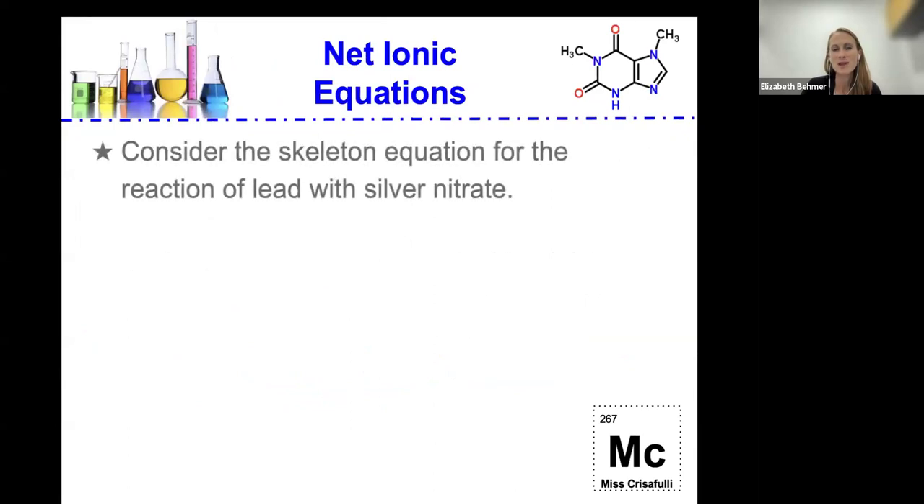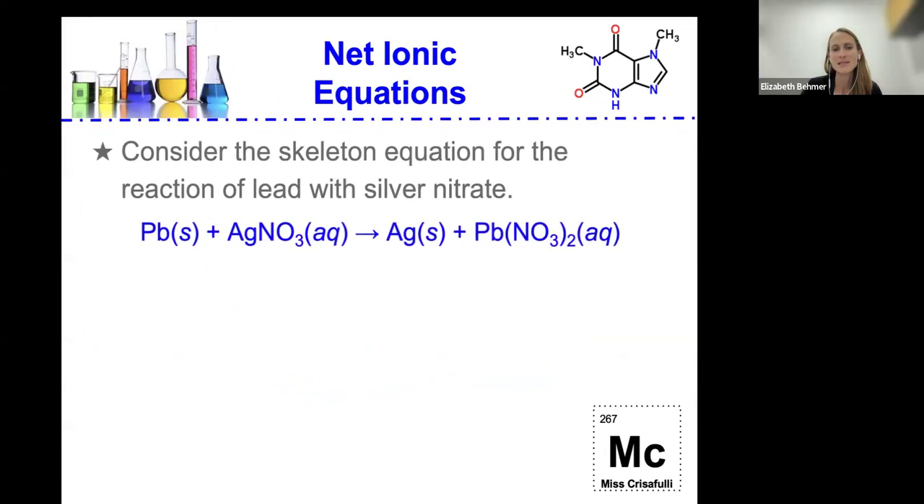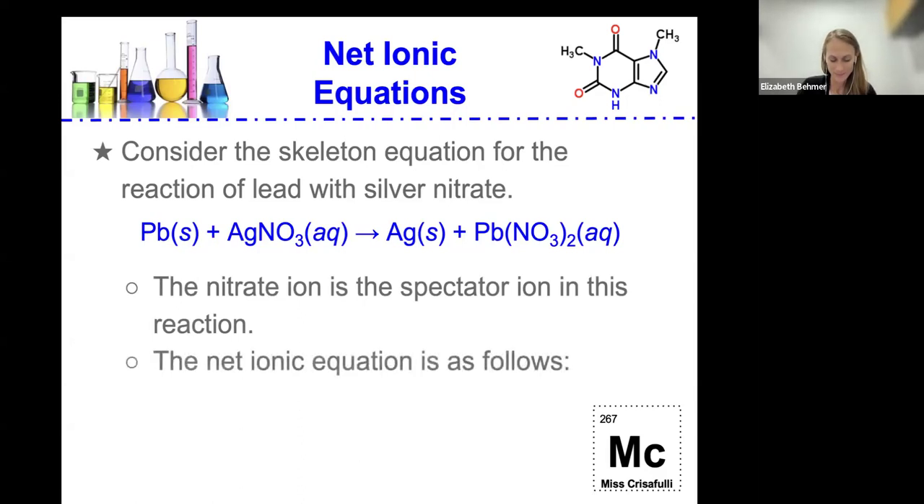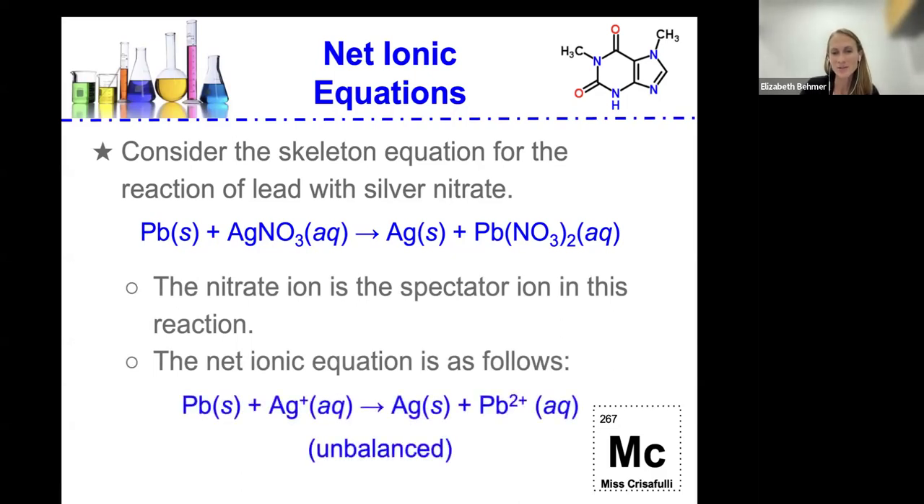Consider the skeleton equation for the reaction of lead with silver nitrate, for example. We take solid lead plus silver nitrate in an aqueous solution, it will yield silver solid and lead nitrate in aqueous solution. The nitrate ion will be the spectator ion in this reaction. And the net ionic equation is as follows. Solid lead plus aqueous silver ion will yield solid silver and aqueous lead ion. This is an unbalanced equation.